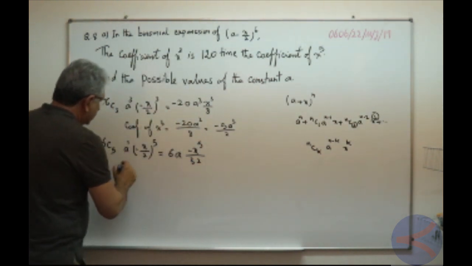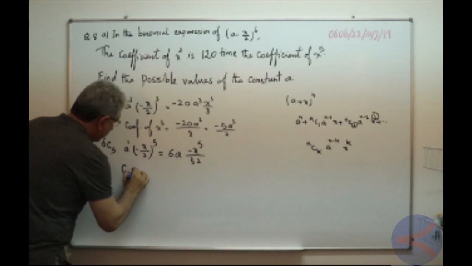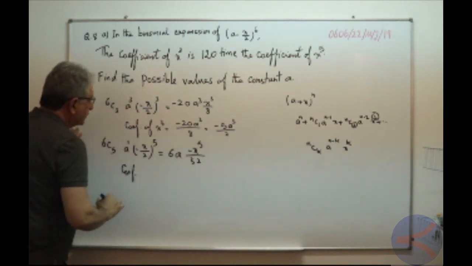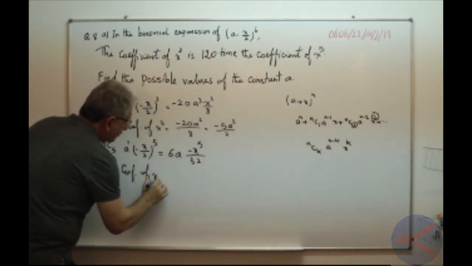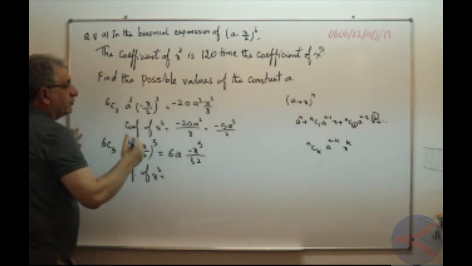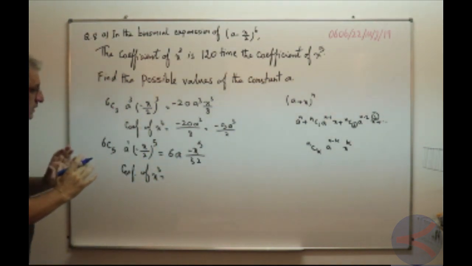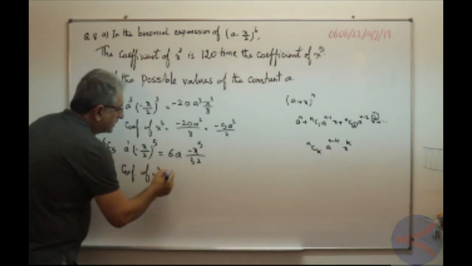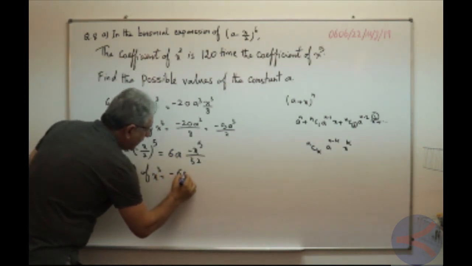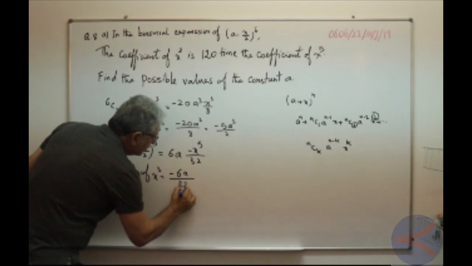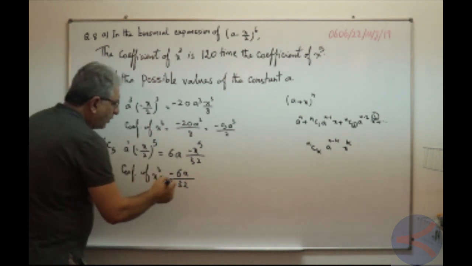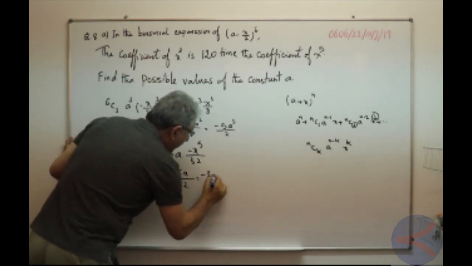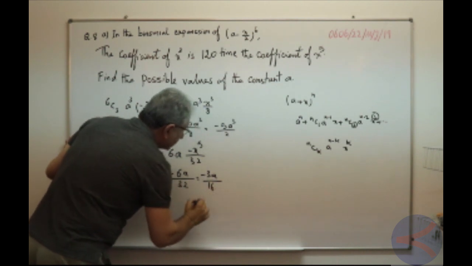Again for the coefficient, we have to remove the x to the power of 5, then the number that comes before x to the power of 5 is negative 6a divided by 32. This can be simplified by 2 if you want: minus 3a divided by 16.